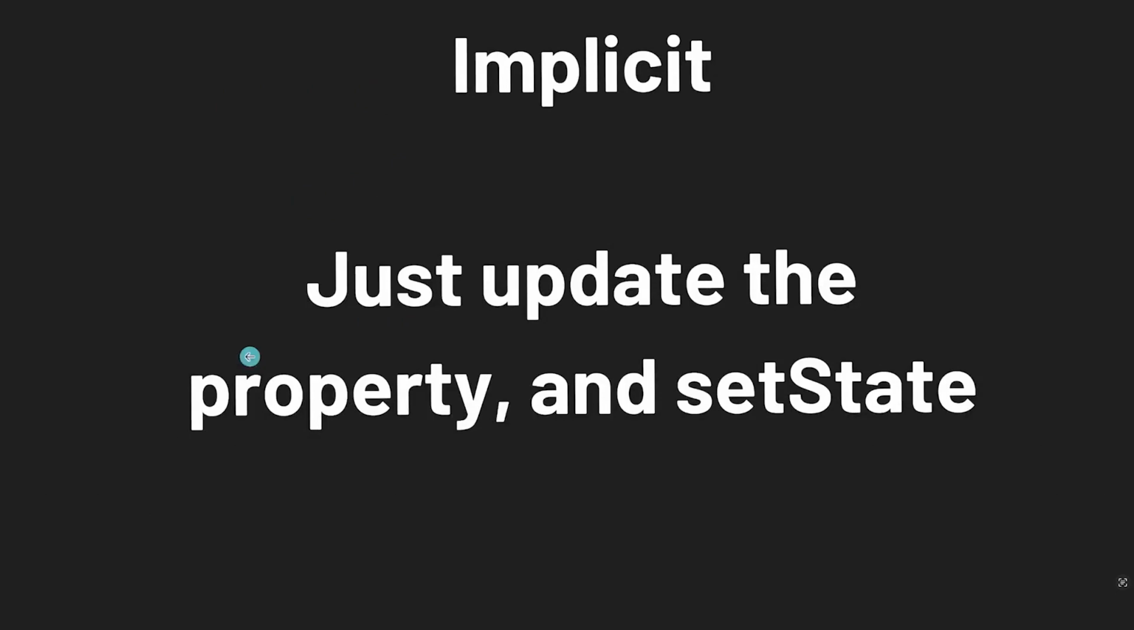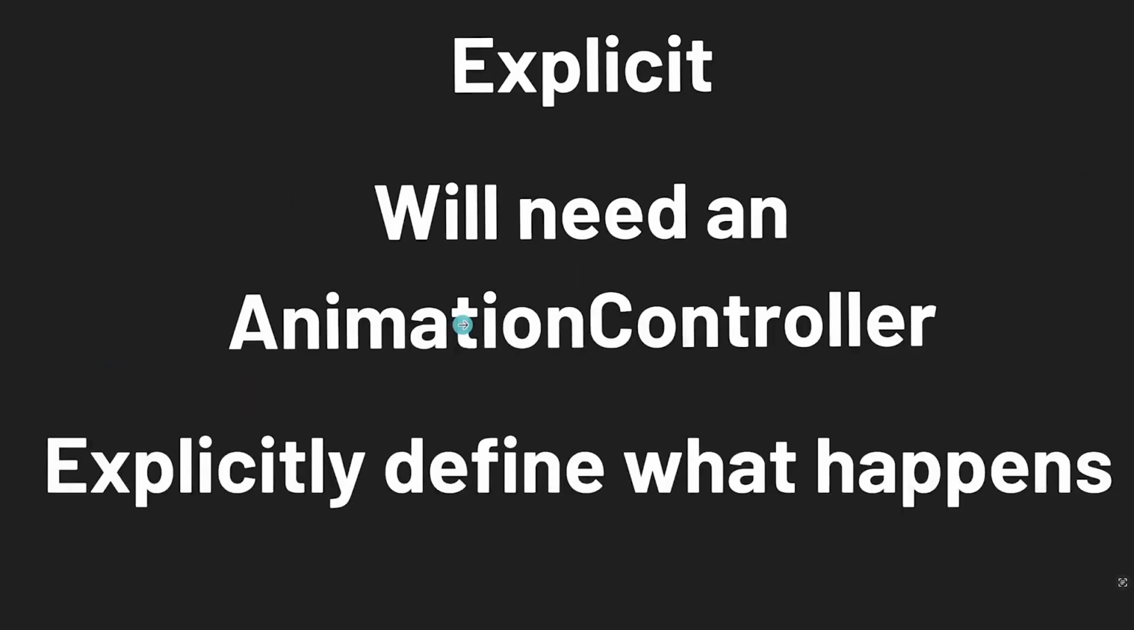So the implicit one, you just update the property. Explicit, you need an animation controller and you define that animation. So how do you know which one to use and when? There are some questions you've got to ask yourself.